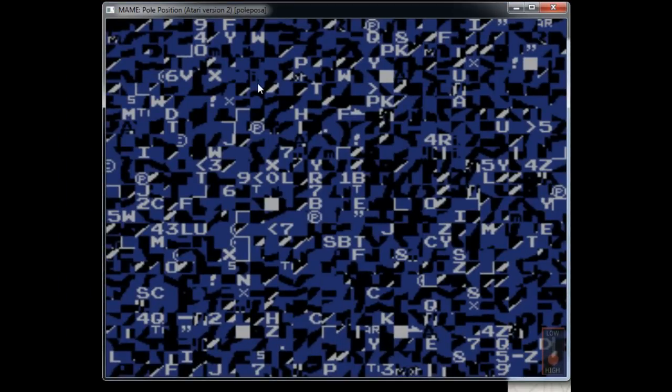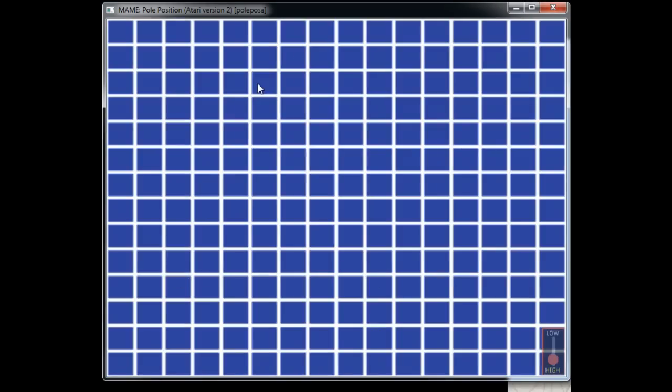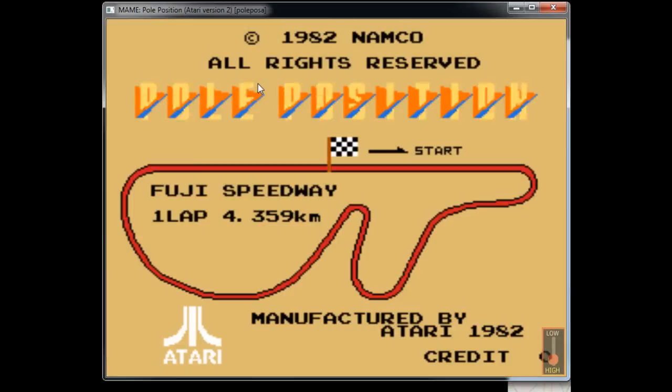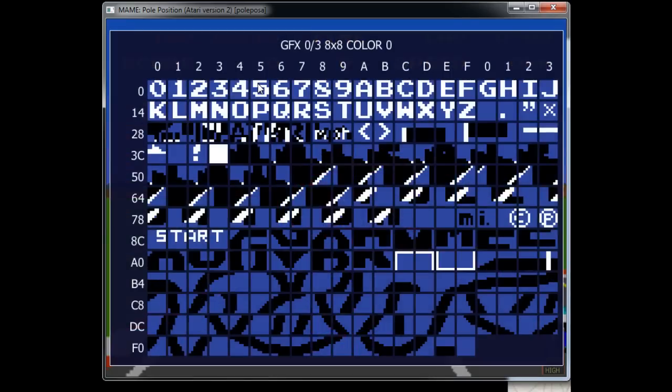Alrighty, so here we have Pole Position. This is the Atari version loaded up in MAME, and we can kick this guy off. Most of you probably already know this, but there's a way to go into MAME and actually take a look at the sprites and the palettes and all that good stuff. If you hit F4, it'll bring you into some of the graphics here. These look like the 8-bit characters.